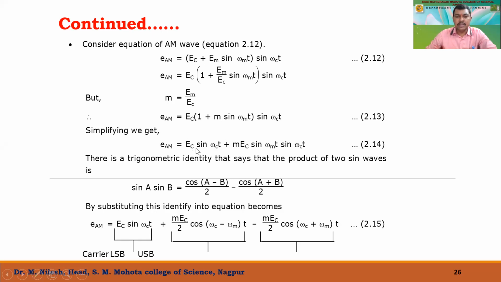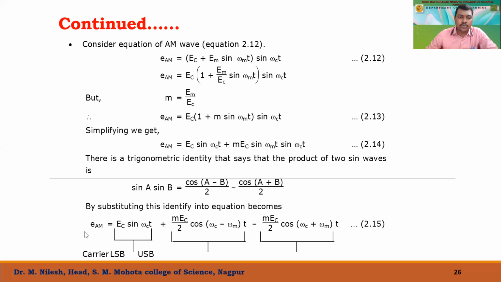So here we will be having Ec sin omega_c t plus m Ec sin omega_m t into sin omega_c t. Now this term on the right hand side can also be simplified using the trigonometric identity. This is the formula for that equation: the product of two sine waves, sin A into sin B, is equal to, as given in trigonometric equations, sin A sin B equals cos(A minus B) by 2 minus cos(A plus B).